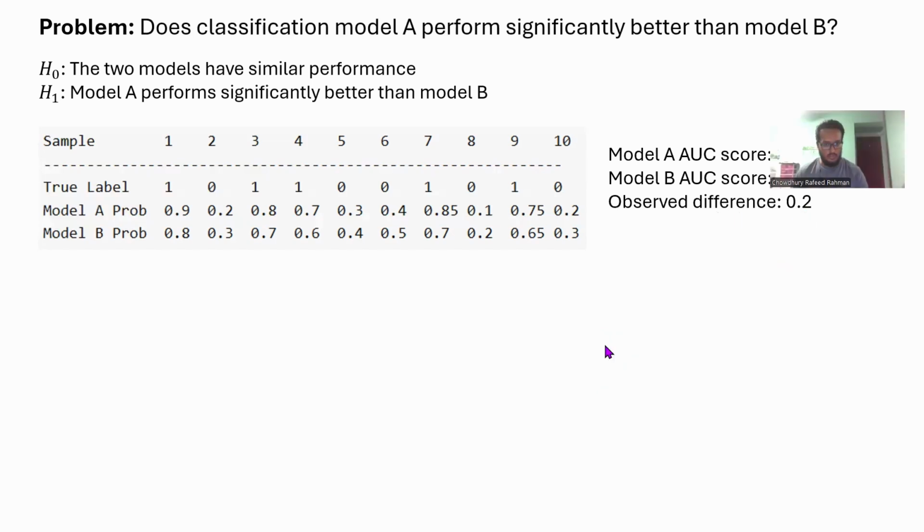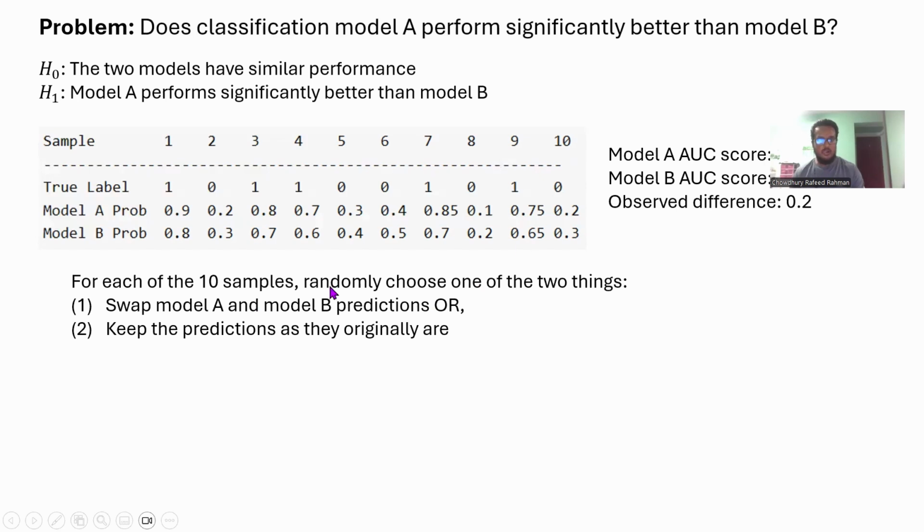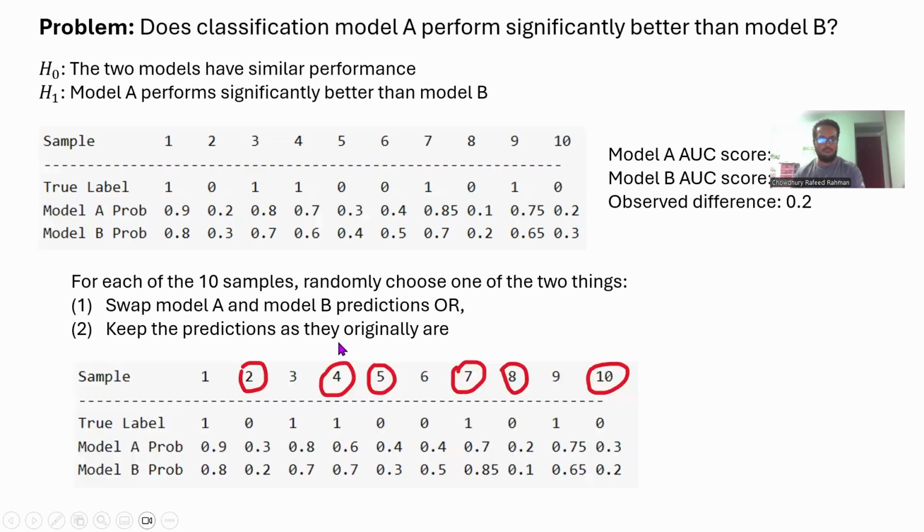So now let's do our testing. For each of these 10 samples, we can randomly choose to do one of two things. Number one, swap model A and model B predictions, or just keep everything as it is. Let me show you what I mean by that here. These are our samples. These are our true labels. We keep them as they are. For sample 2, we are swapping. You can see that here 0.2 and 0.3, but here there is 0.3 and 0.2. For sample 4, we are swapping. We can see here 0.7, 0.6, but here 0.6, 0.7. But for the ones which do not have the red circle, we do not do anything. We just keep them as they are.